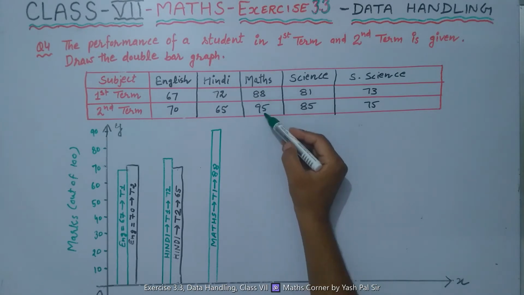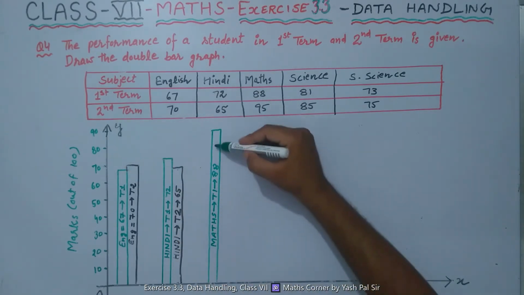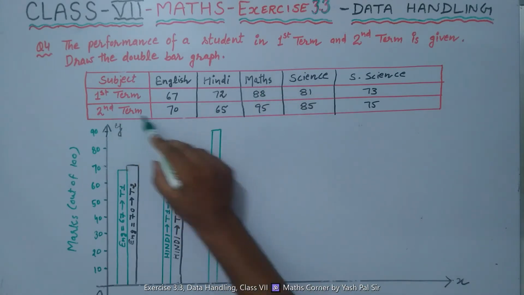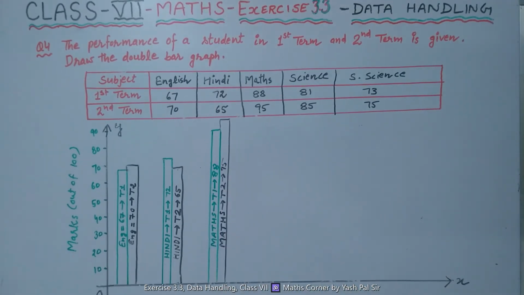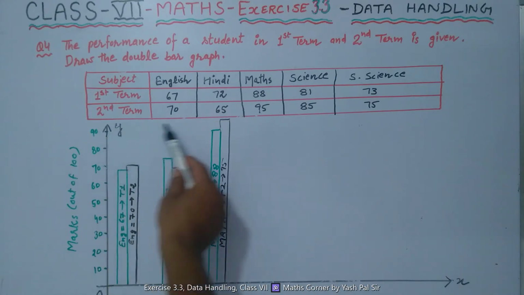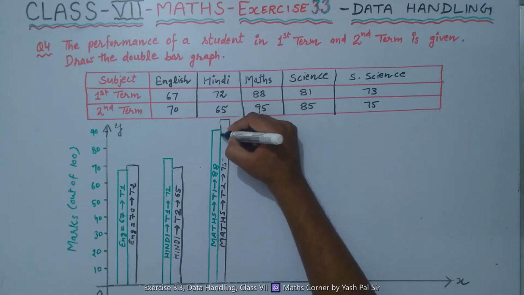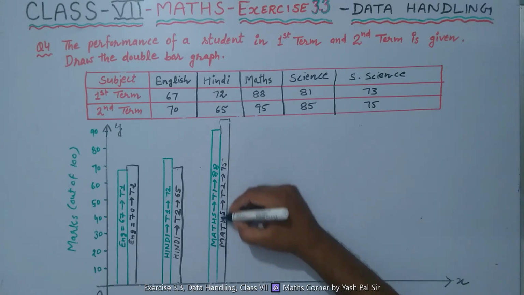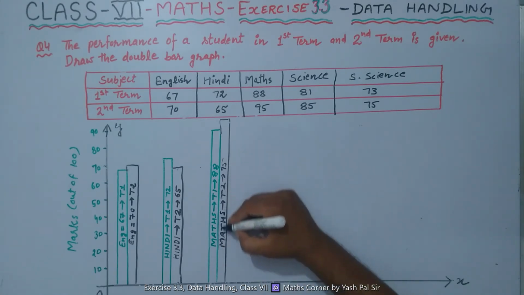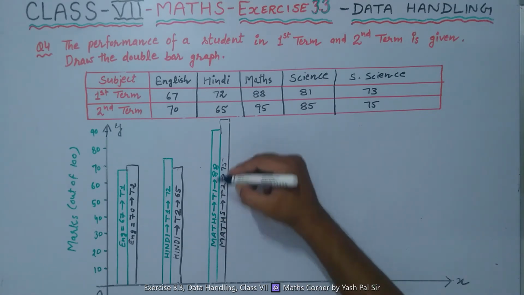Maths, 88 marks in term 1. Green pen is used here. Next is term 2, 95 marks. Now we shall use black pen. This way, this is 90. So above 90, this is 95. So this bar is representing marks obtained in second term, 95 marks, and term 1, 88 marks, with green pen.